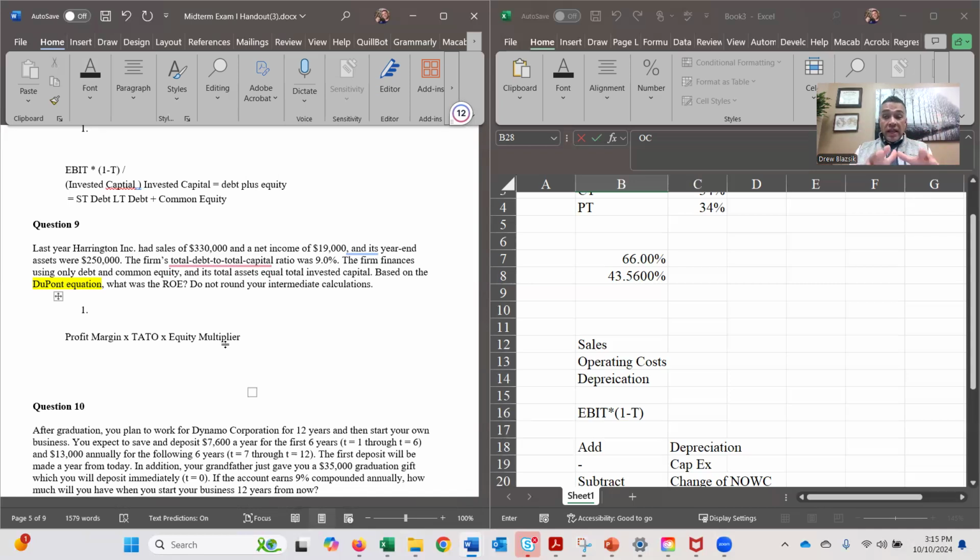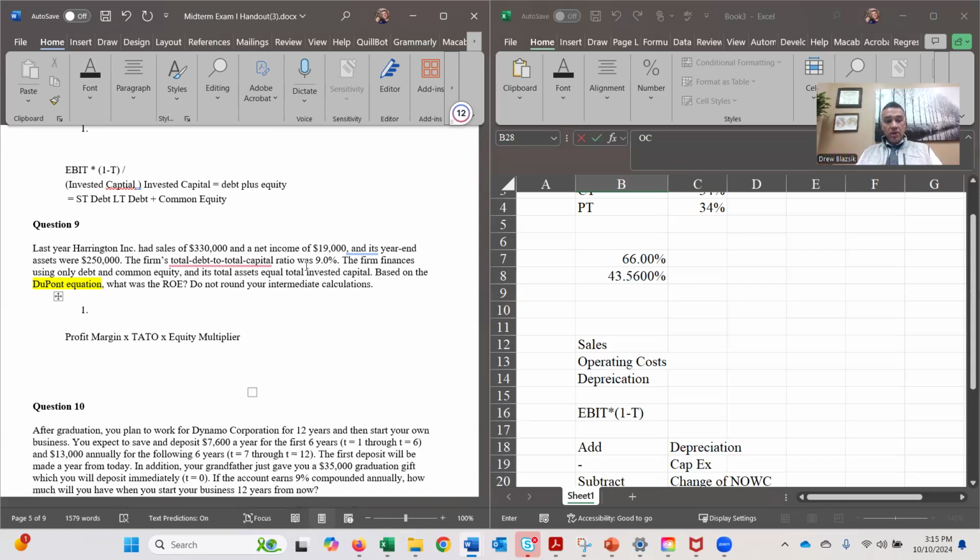Now, in the question, not everything is given. We have sales, we have assets of 250,000. We don't know equity. What they do give you, the firm's total debt to total capital is 9%. So what you could do is you take the 9%, multiply that times the assets, and then you could figure out if that percent is debt, the remaining amount must be equity.